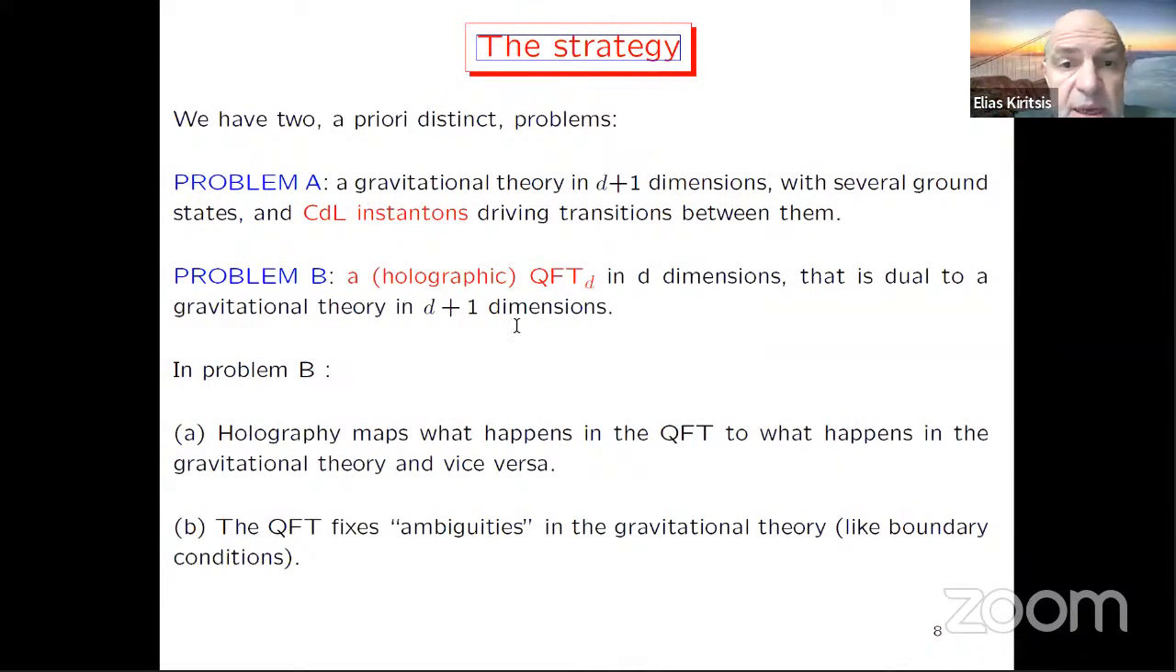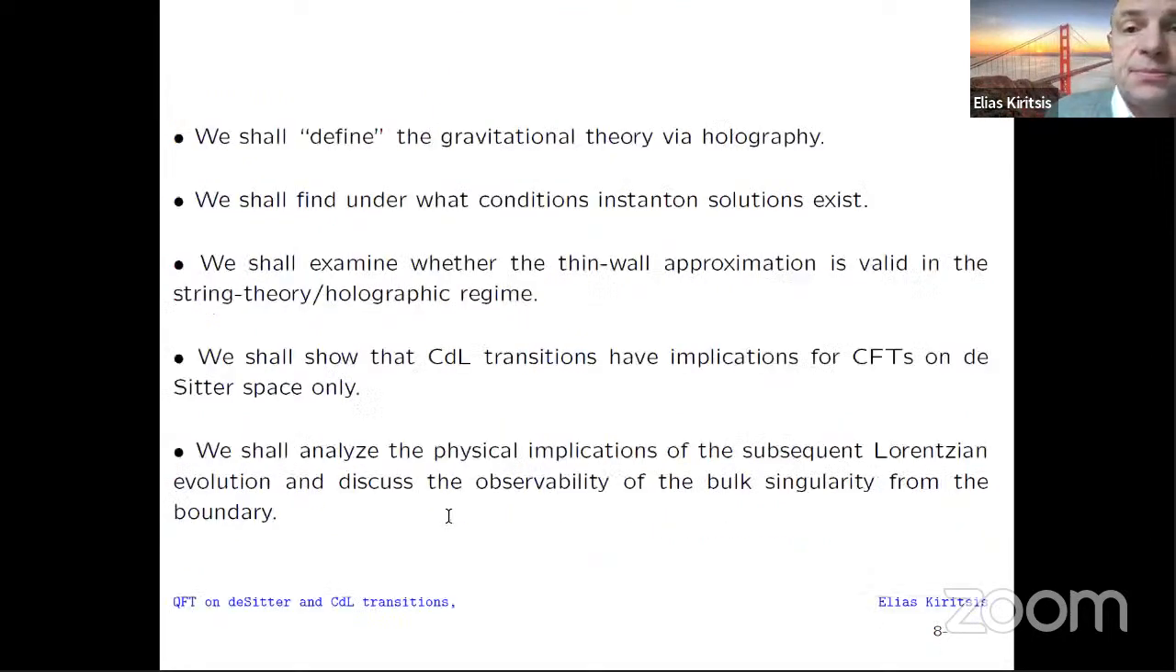And then problem B is a holographic QFT in D dimensions that is dual to the gravitational theory in D plus 1 dimensions. In this problem, first of all, holography maps what happens to the QFT to what happens in the gravitational theory and vice versa. And second, very important, the QFT fixes the ambiguities that exist in the gravitational theory, like the boundary conditions, because now we know what are the precise boundary conditions that we need to define the gravitational path integral. So we will define the gravitational theory via holography.